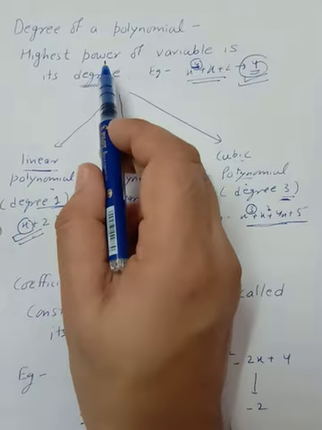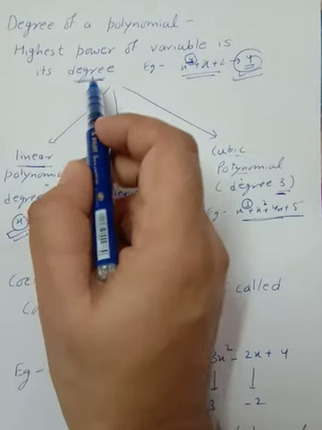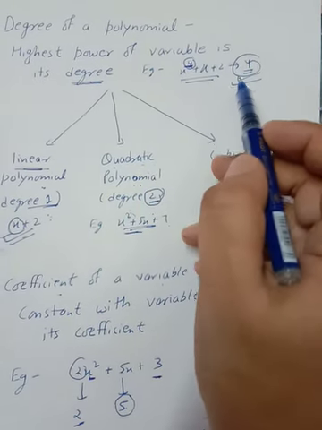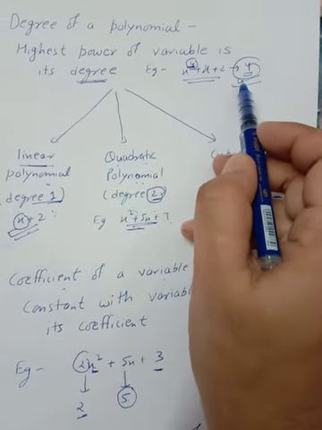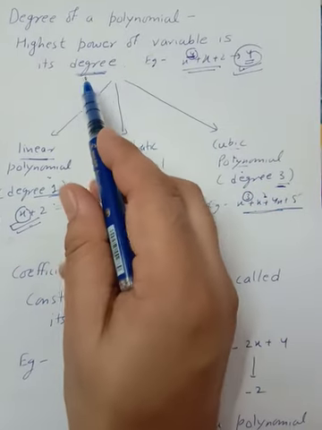So the highest power of variable is the degree of the polynomial. If you observe this example, here highest power is 4, so the degree of the polynomial is 4. So you can divide your polynomials based on the degree.